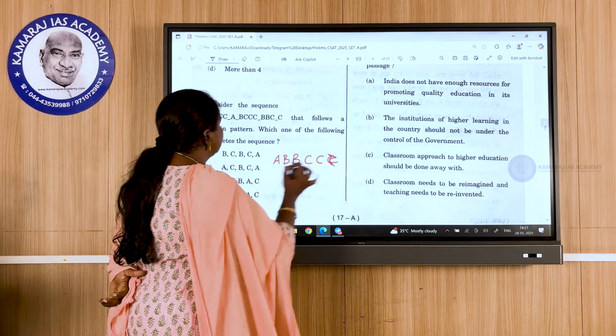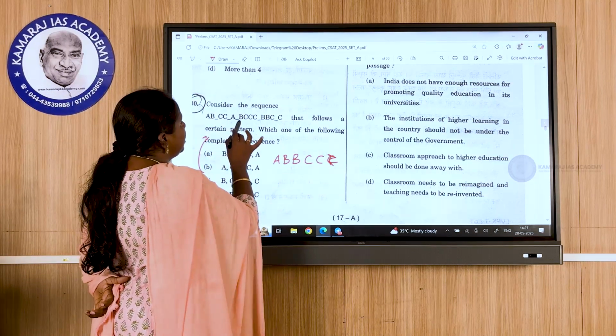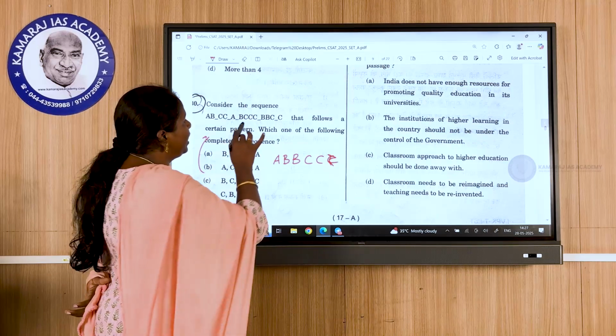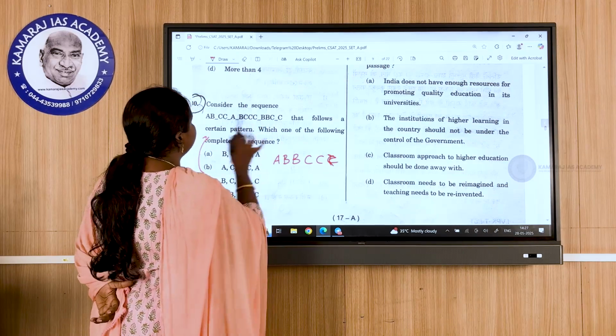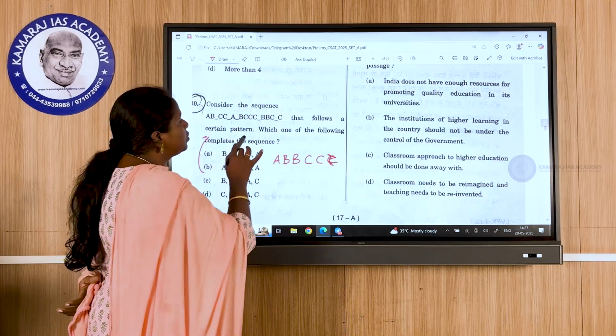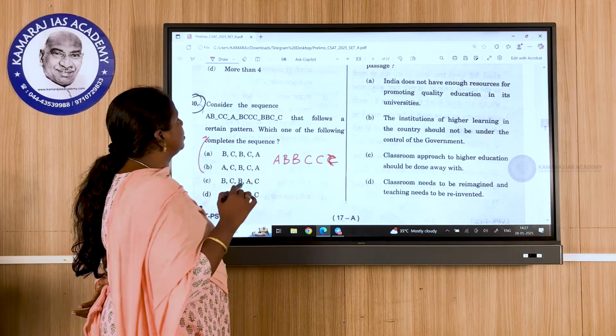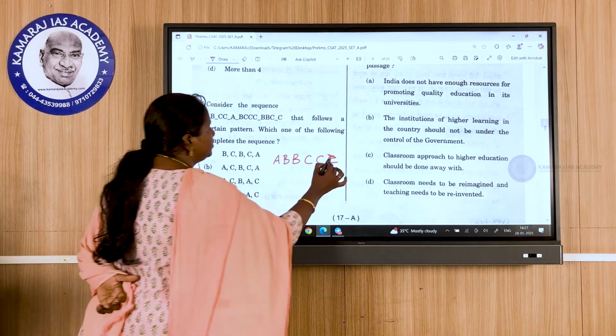Sorry, ABB CC. Then you have ABB triple C. Then ABB triple C. Clear? So the pattern is repeated here like this. So obviously, what is your answer?